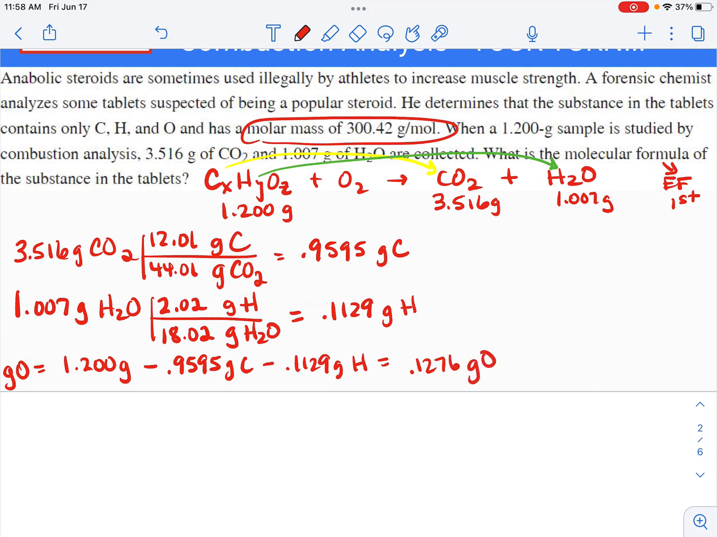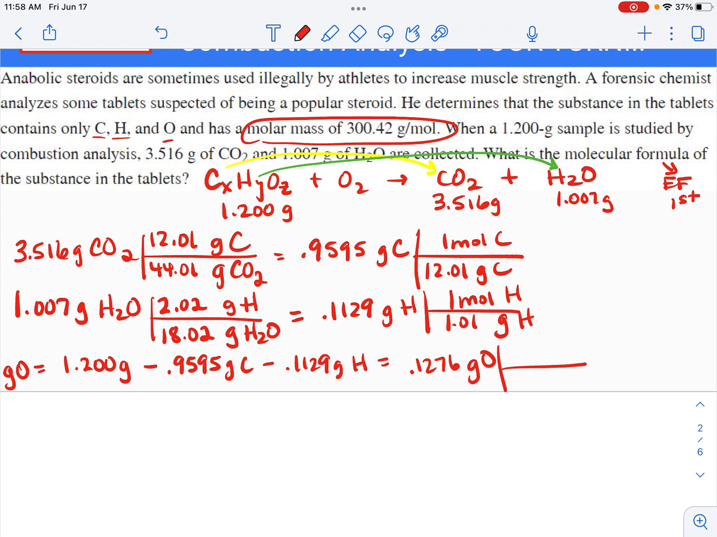So now I have grams of all three elements in the compound, carbon, hydrogen, oxygen, and I'm ready to do my empirical formula. We don't need percent to mass because we have masses. So we will do mass to moles next, for all three of these. Grams of carbon, 1 mole of carbon, that would be 12.01 grams. Grams of hydrogen, 1 mole of hydrogen, that's 1.01 grams. Grams of oxygen, 1 mole of oxygen, that's 16 grams. And so now I can do the math.